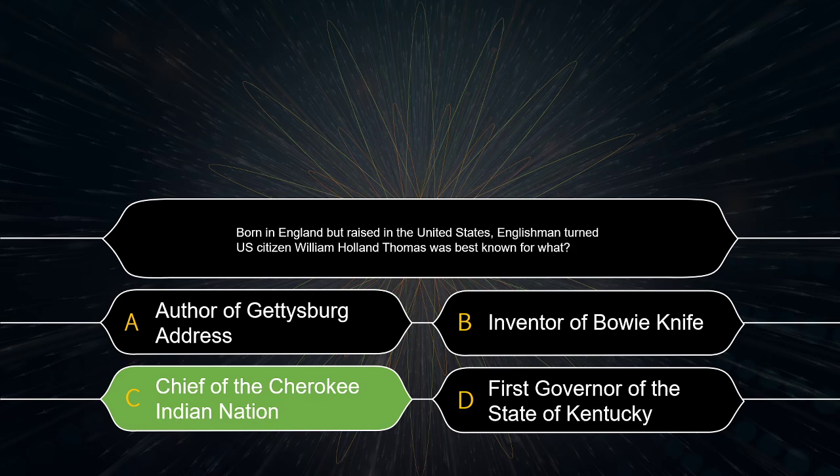So you literally did have more of a chance, because our ideologies and dogmas kind of point us in the wrong direction. Born in England, raised in the United States, William Holland Thomas is best known for being chief of the Cherokee Indian Nation. Now, I'm going to ask you to go ahead and look up William Holland Thomas.